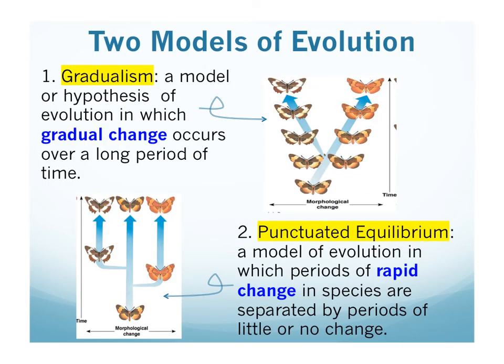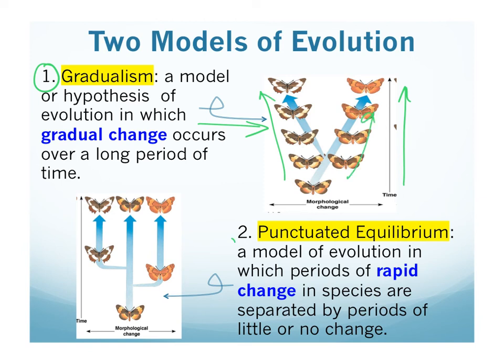So the two models of evolution are, and we won't go over this too much, but it's just good for you to know them. Gradualism, which is a model or hypothesis in evolution in which gradual change appears over a long period of time, which is what they're trying to show here. Okay, so they're showing time going this way, and then the changes that you see are displayed as we go up this way.